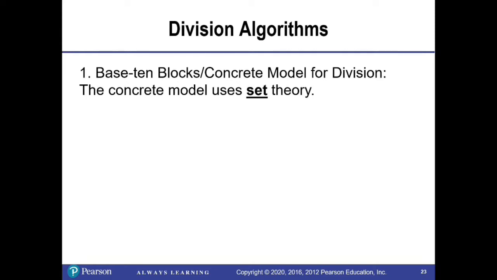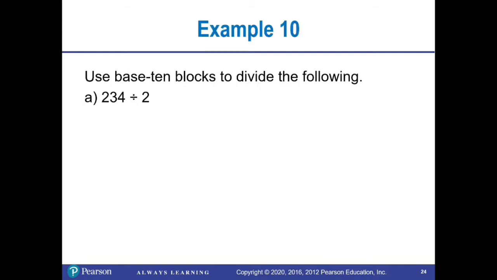We'll start with what's called the concrete model for division. This model uses set theory and uses our base 10 blocks. Now remember, our base 10 blocks, we have 10 units make a long, 10 longs make a flat, and 10 flats make a block. So let's suppose we want to use base 10 blocks to divide 234 by 2. We'll start by pulling out the base 10 blocks for 234. We need 2 flats, 3 longs, and 4 units.